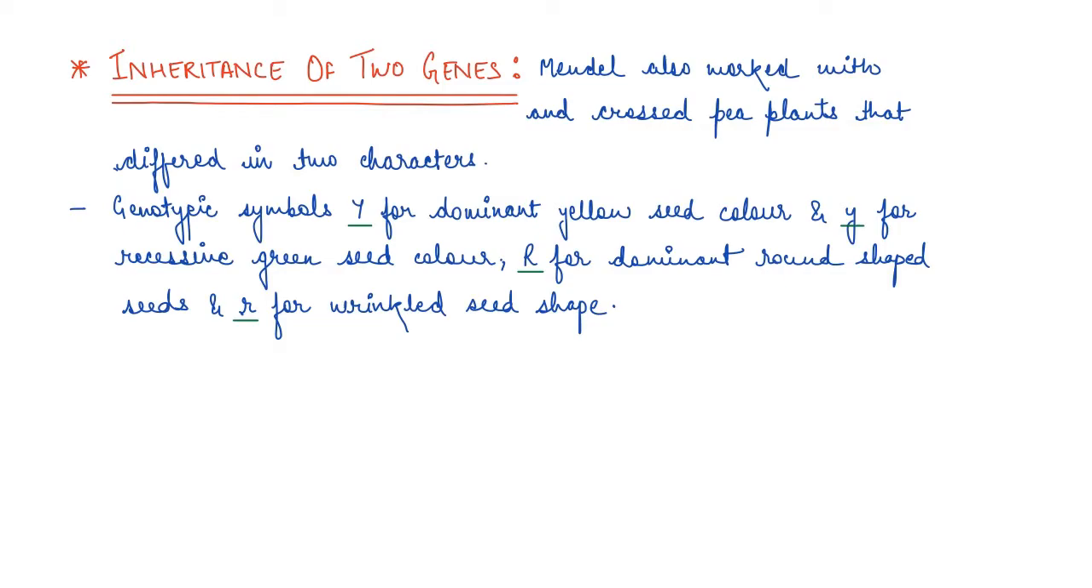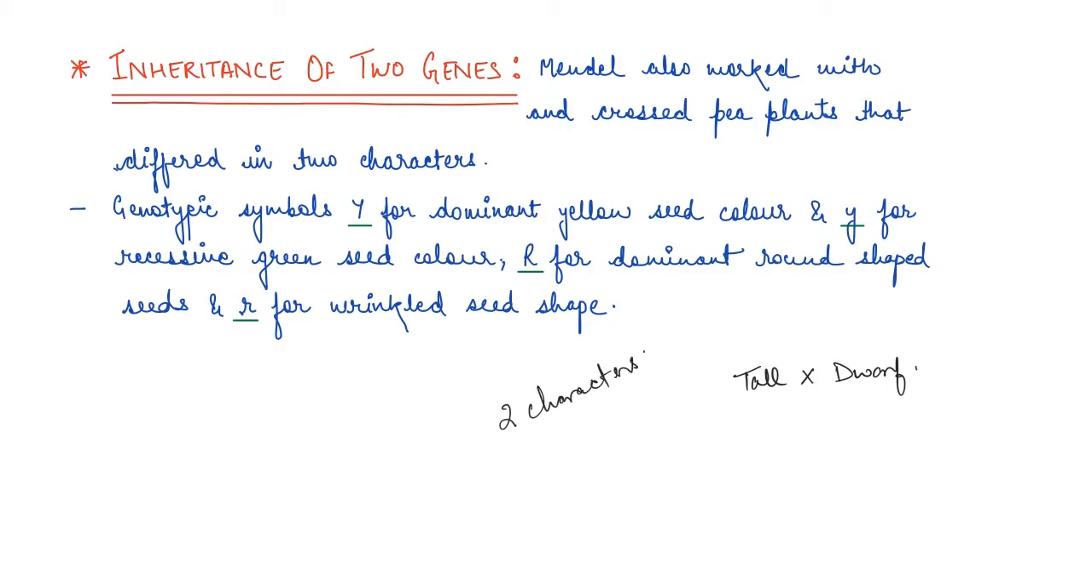Okay, so let's start off with inheritance of two genes. Basically, the way Mendel experimented with one gene, like we saw the example of tall versus dwarf plant, in the same way, he also worked with and crossed pea plants that differed in, say, two characters.